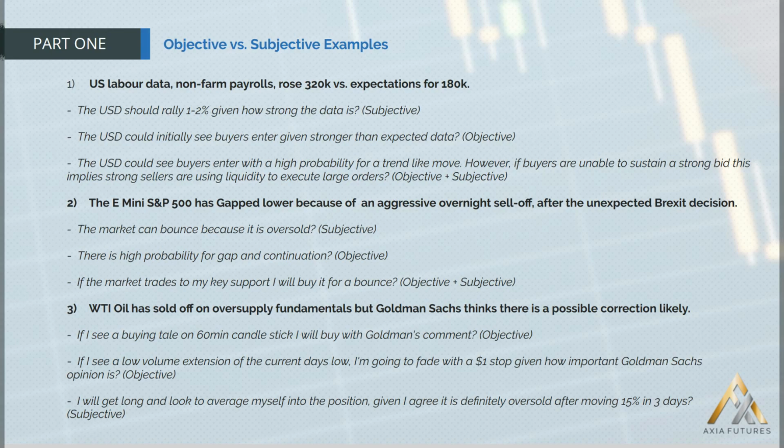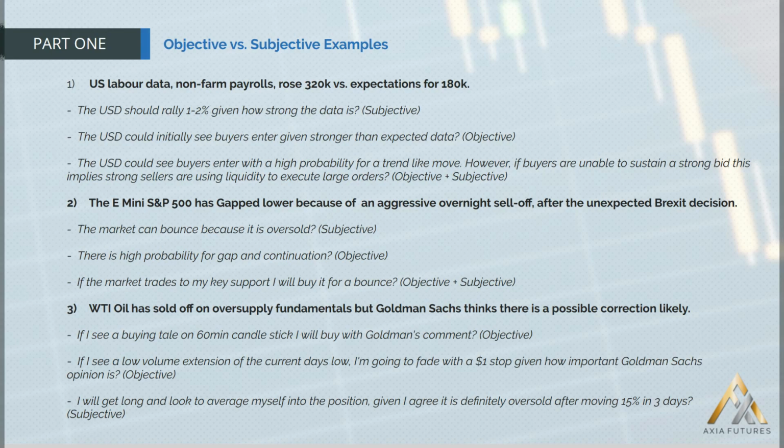Our last example: if the market trades to my key support, I will buy it for a bounce. Okay, here again, we've got a bit of a mix. We've got an objective statement as well as a subjective statement. Why? Because if the market trades to my key support, what is key support? It's subjective, right? One man's key support is another man's key resistance. Don't forget that. So the fact that we're saying if it trades to my level means we are being subjective.